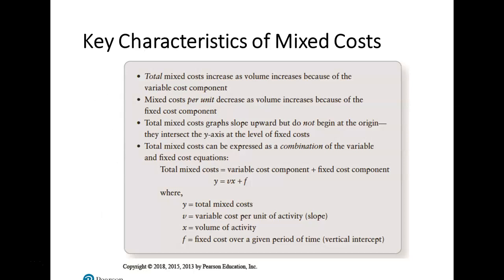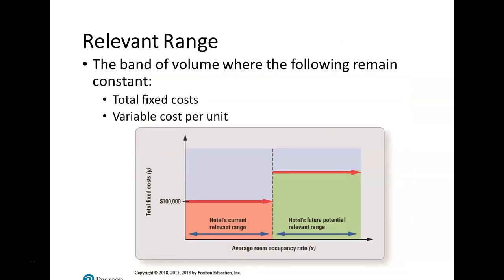So again, variable costs and fixed costs make up your mixed costs. It's essentially what it is. Now the relevant range is the band of volume where the following remains constant: the total fixed cost and your variable cost per unit. That's your relevant range. Again, this is all concepts right now. It doesn't make much sense until we apply it to a problem.